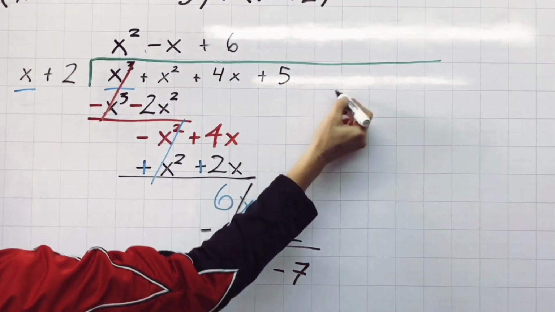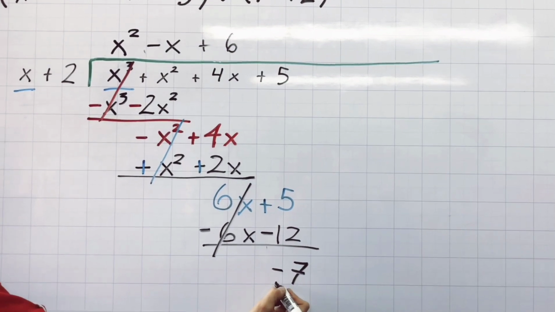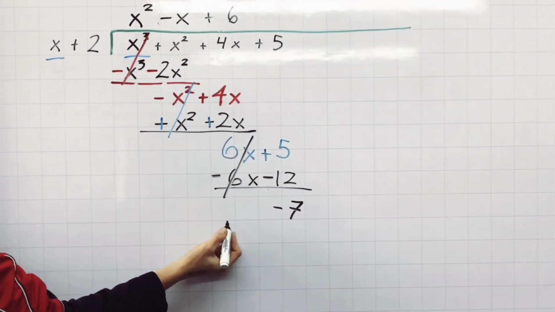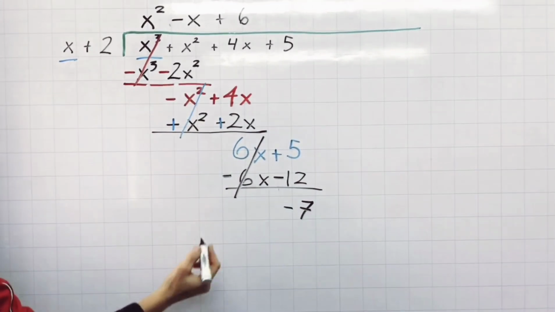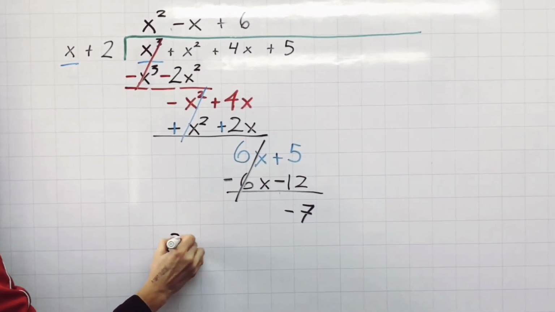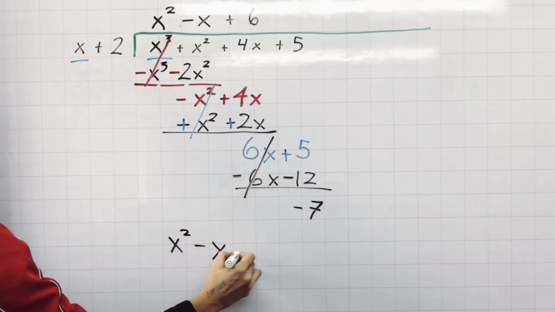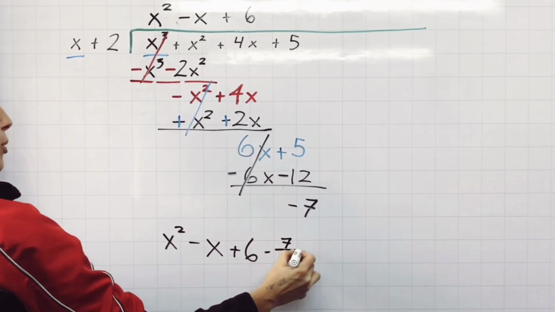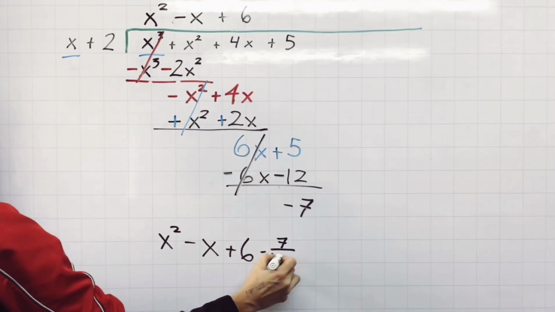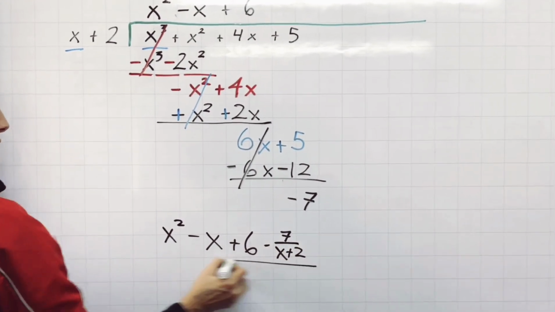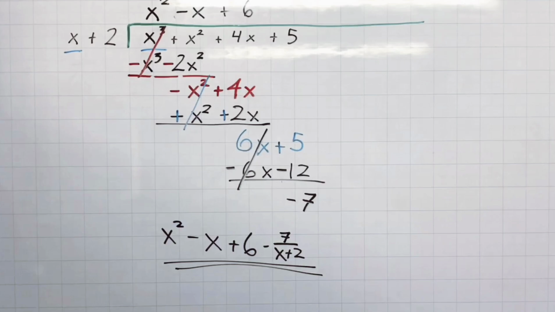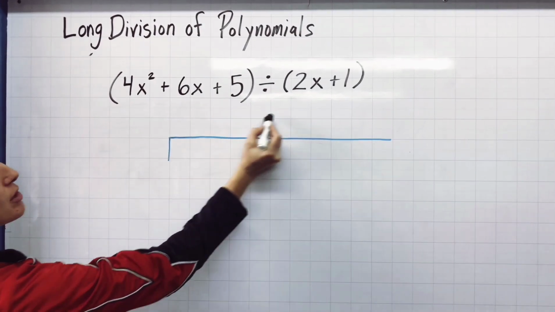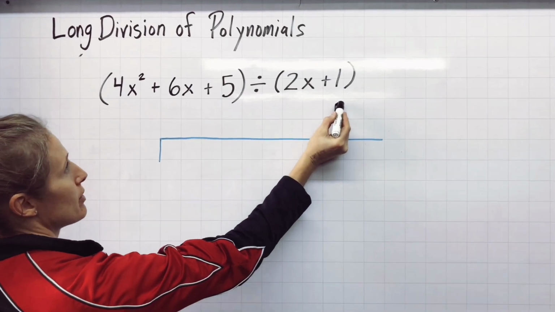So here we have nothing else that comes down, and we have a remainder of negative 7. So our final solution would have to be written by including everything in the quotient, which would be x squared minus x plus 6, minus 7 over what we are dividing by, which is x plus 2. And this is our final solution. So now you can see we have a polynomial divided by a binomial.